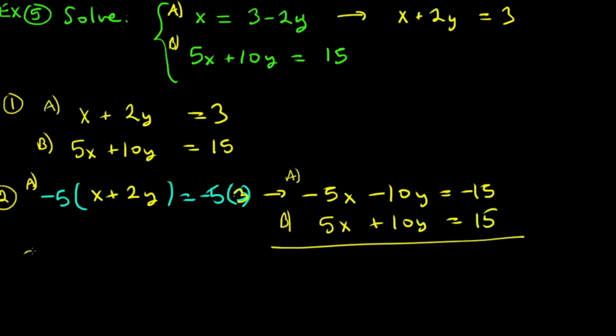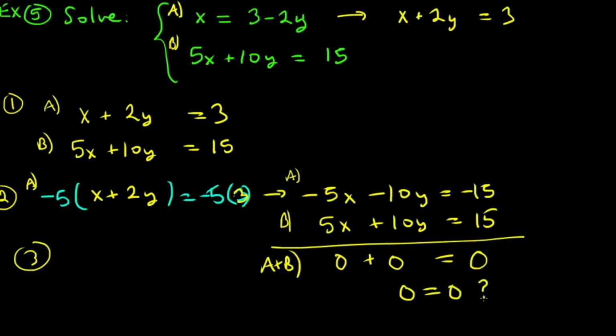So in step 3, we're going to add the equations together, A plus B. Negative 5x plus 5x is 0. Negative 10y plus 10y is also 0. And negative 15 plus 15 is 0. So notice we eliminated basically everything here. We get 0 equals 0. So what does that mean?